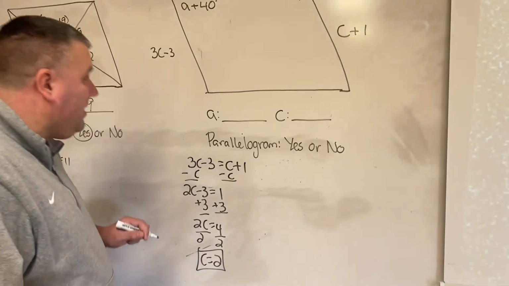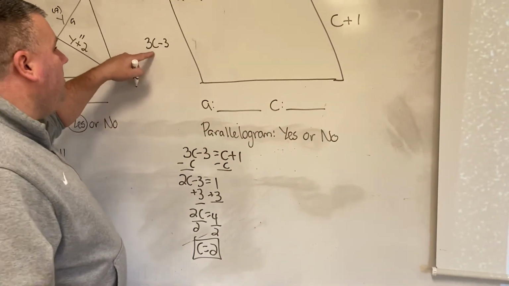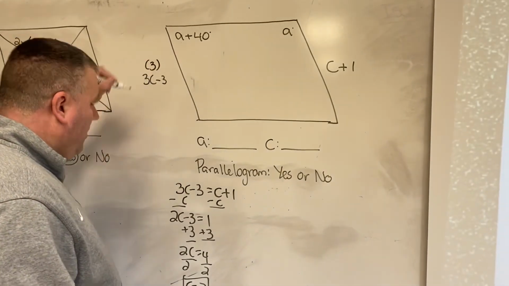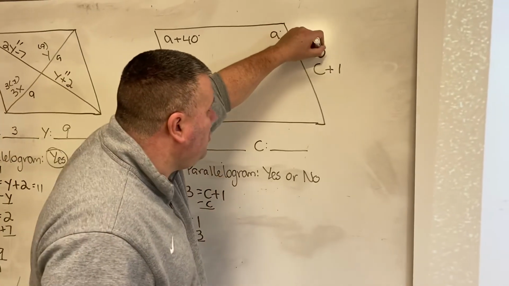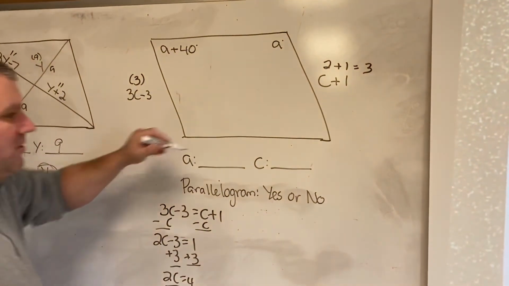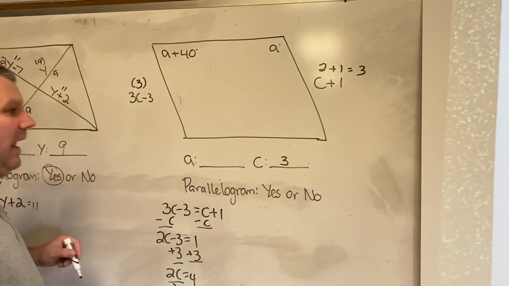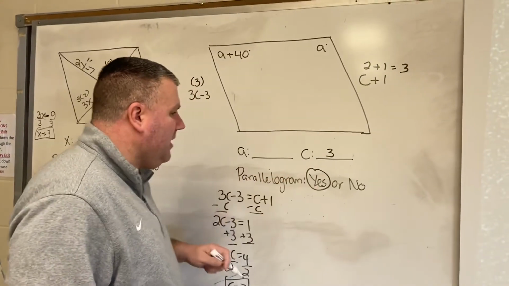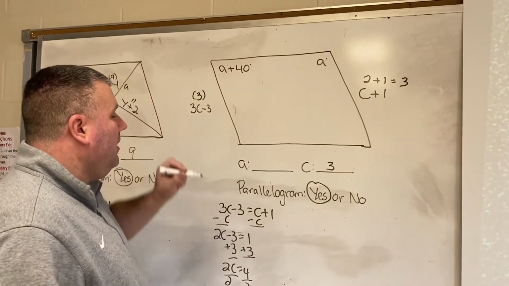So let's plug this in. Okay, 3 times 2 is 6, minus 3 is 3. Okay, and you have c is 2, so 2 plus 1 is equal to 3. So that checks out. So c is equal to 2, and we have the opposite sides are congruent. So we can go yes with this. But let's also check this as well.